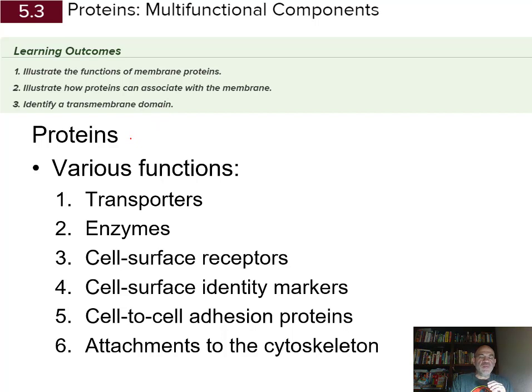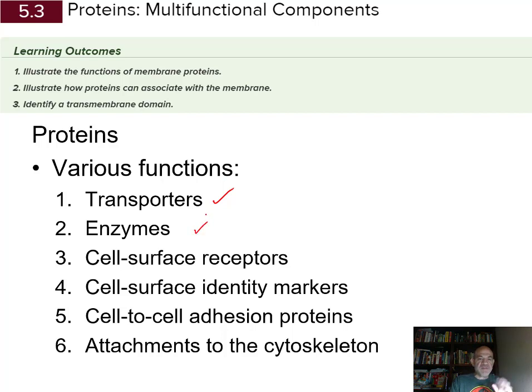So when we look at proteins of the membrane, proteins in general have quite variable functions. But for the membrane, some of them serve as transporters. They help transport things across the membrane because things that are typically outside or inside the cell are in a water-based environment. They're hydrophilic. And if that's the case, they're going to have a hard time going through the membrane because the inside of the membrane is hydrophobic.